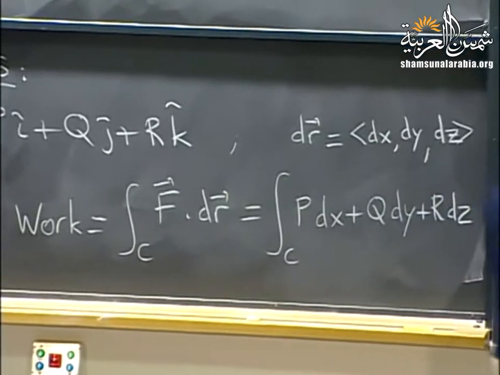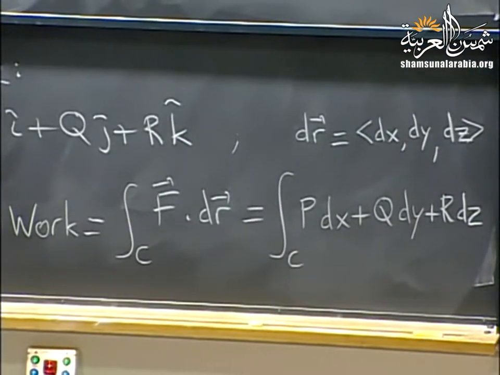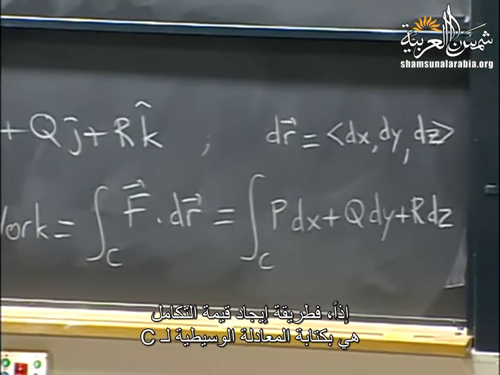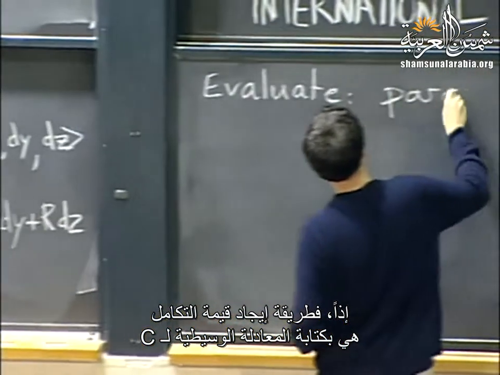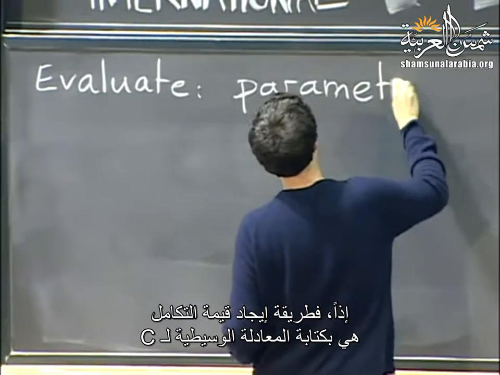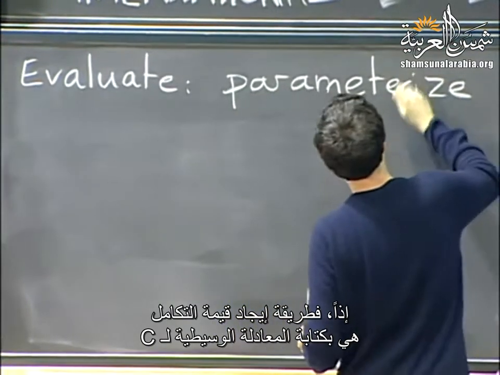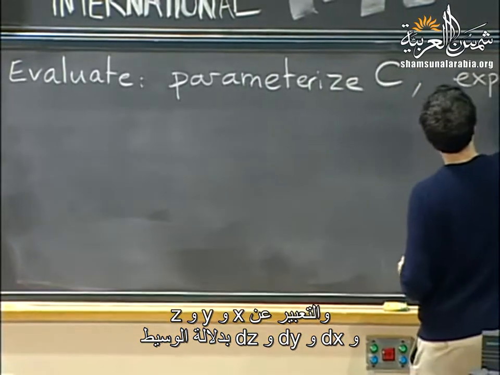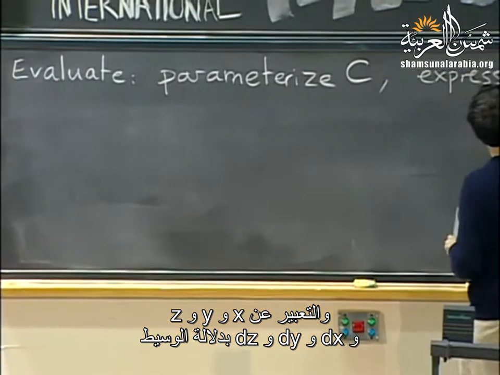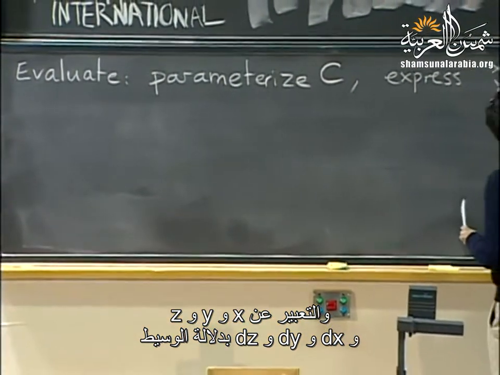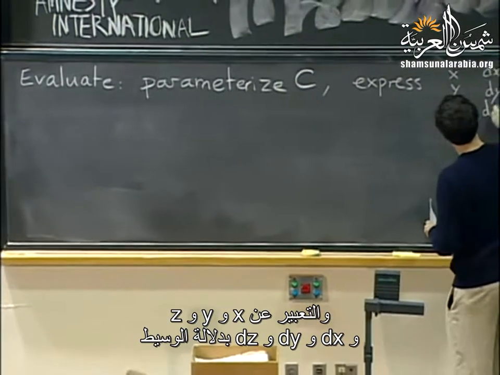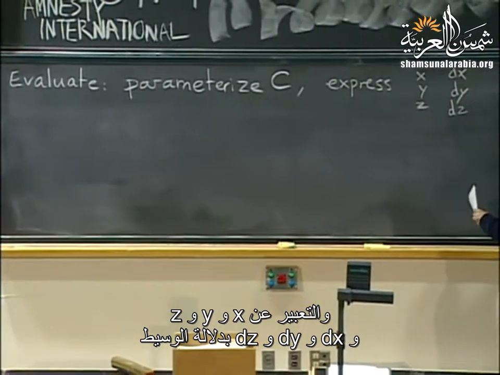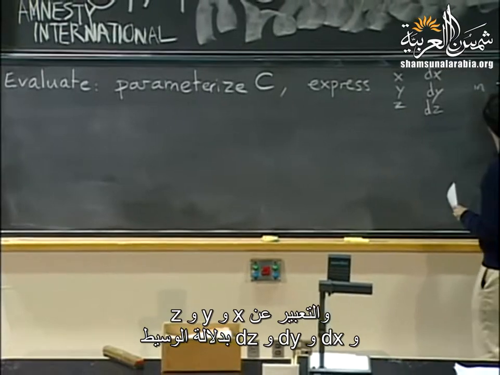So the way that we evaluate is by parameterizing C and expressing x, y, z, dx, dy, dz in terms of the parameter.